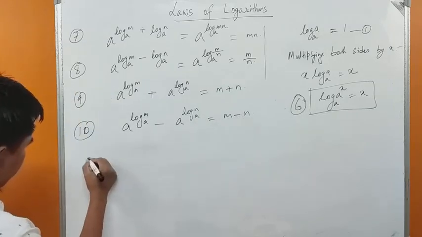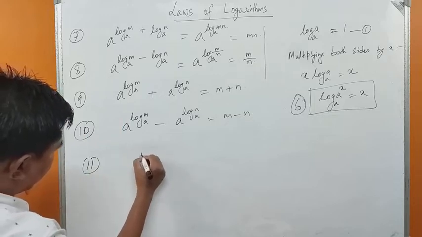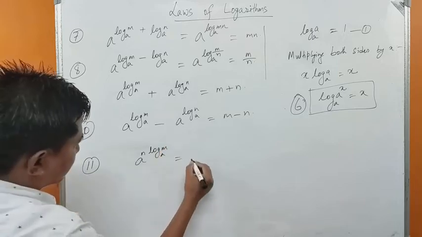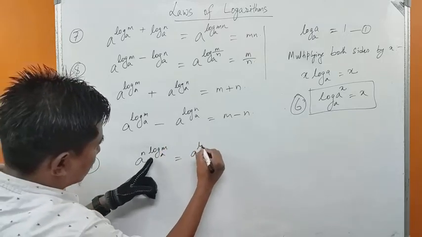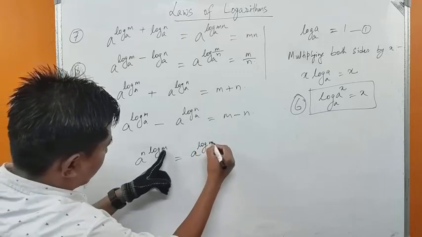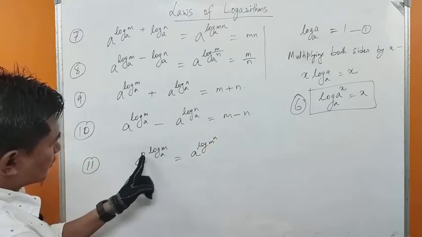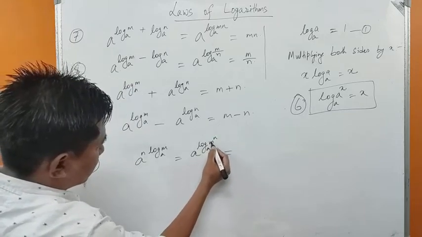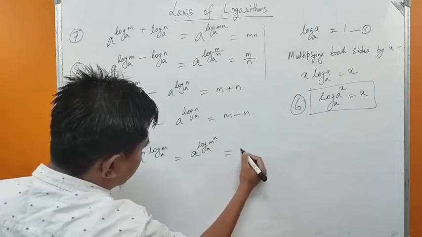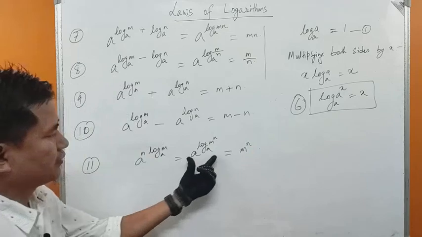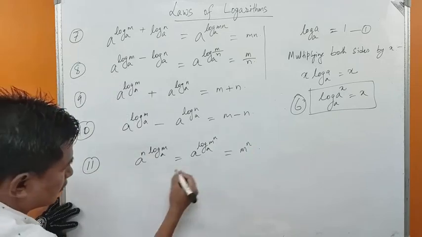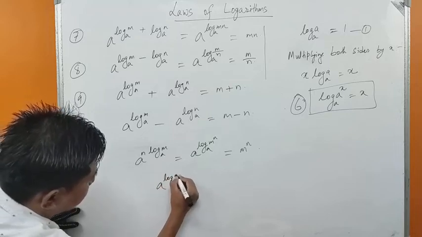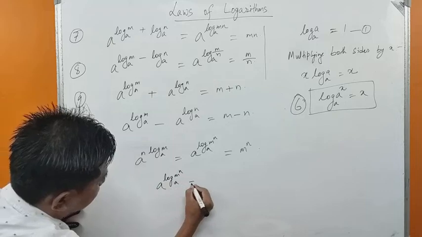So 11th rule, a to the power n log m to the base a. Okay, this can be written as a to the power log m to the power n, isn't it? This n goes to the power, to the base a. So this gives us a to the power log m to the power n to the base a, means we can write this as m to the power n, isn't it? We convert this into logarithmic form.